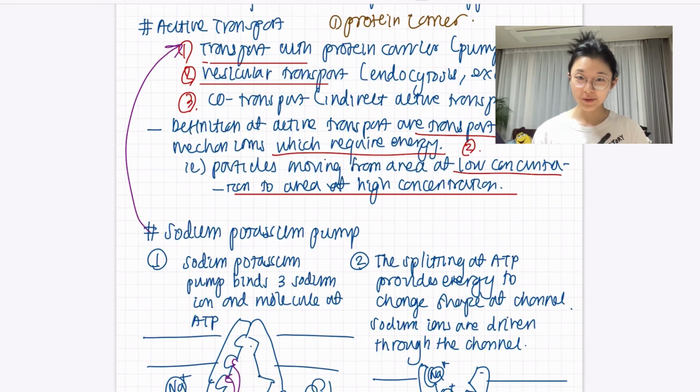Hi everyone, in this video we're going to look into different types of active transport. Under active transport we have a range of mechanisms. First is transport using protein carriers or protein pumps.